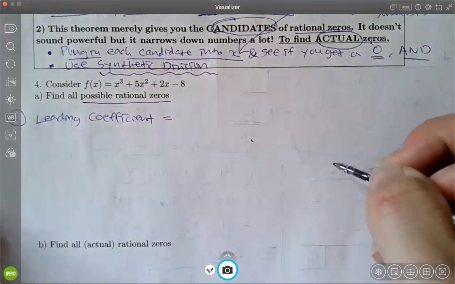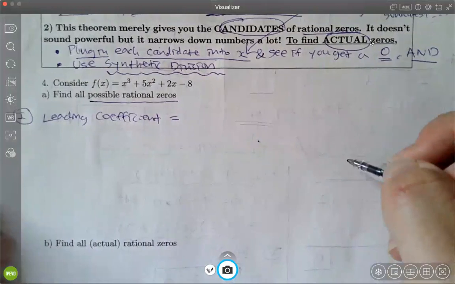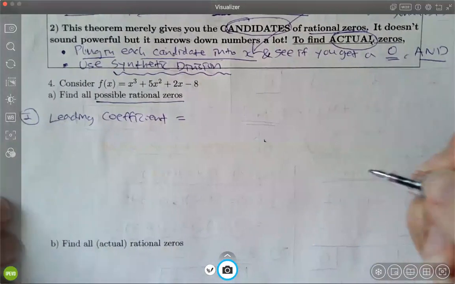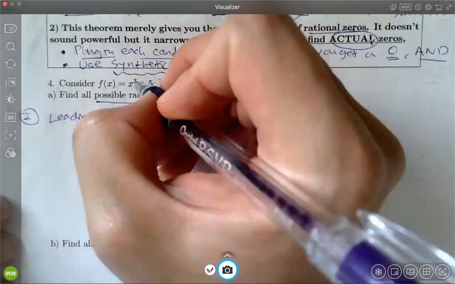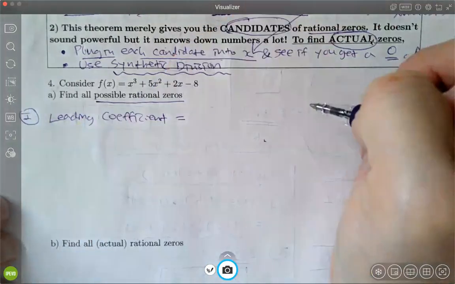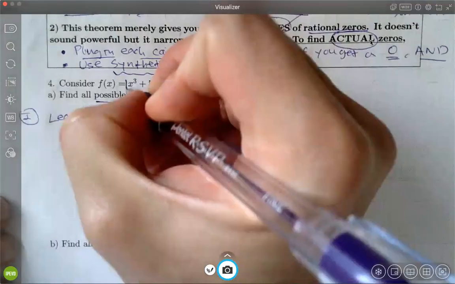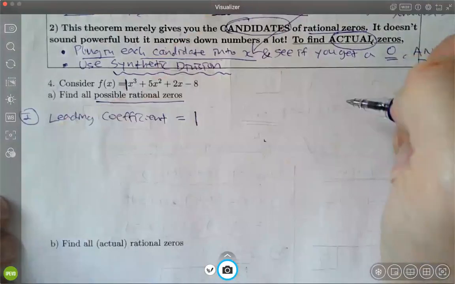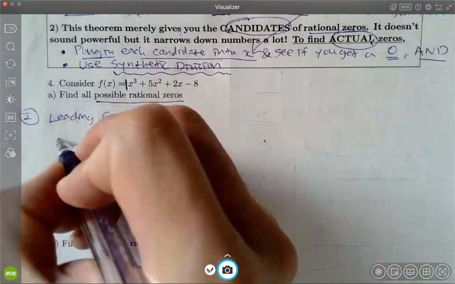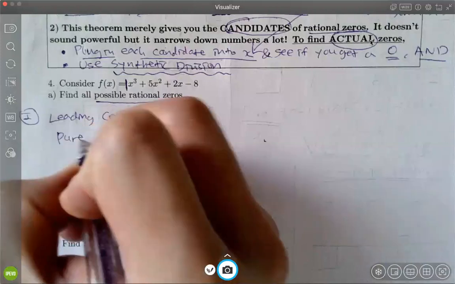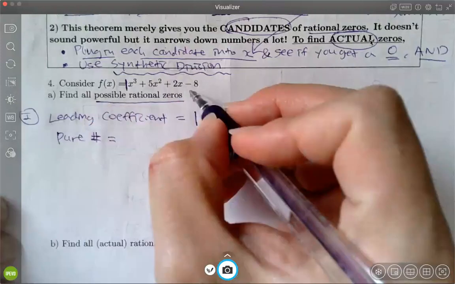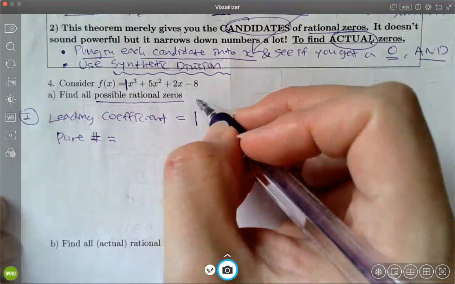Okay, so to answer this, what do you have to find? What is the largest exponent, right? So here, what's the largest exponent? 3, right? Okay, so what is its coefficient? 1, right? Because of that. Okay, and what is the pure number here? The pure number is, be careful, it's not 8, okay, it's -8, right?